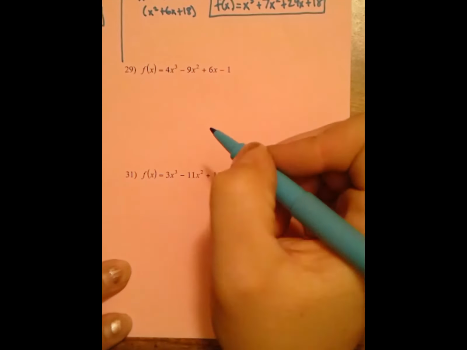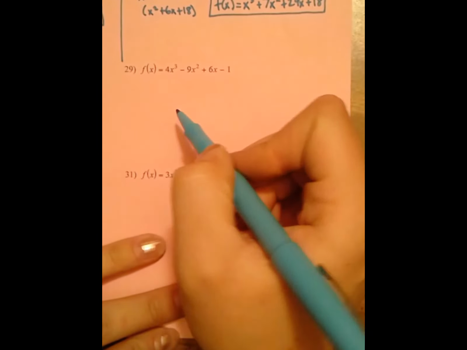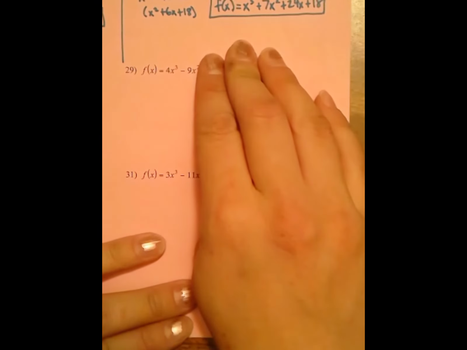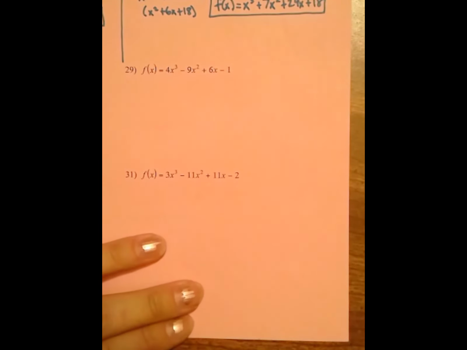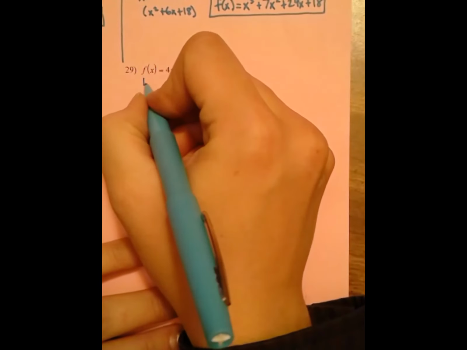Okay, 29, we're finding all the zeros. I'm going to have 3 solutions because this is degree 3. I'm going to check to see if it factors real quick. If I take out the x's, I'd get 4x minus 9. There's no way I'm getting a 4x minus 9 from over there. So when it doesn't factor, that's when we make our list.